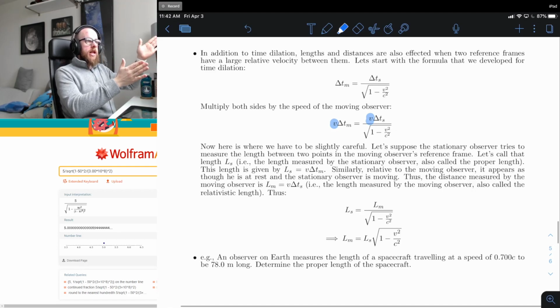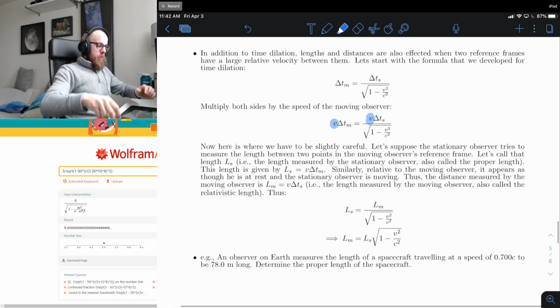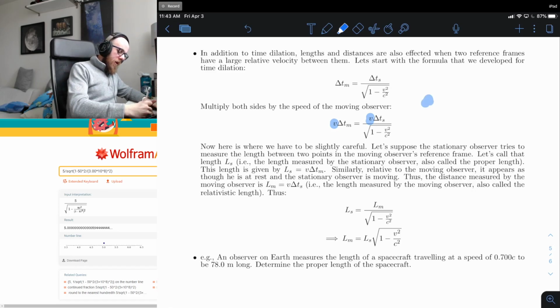is, okay, let's say that the moving observer starts at a point A and they move towards a point B. So let's say we have, whoops, I'll draw a little picture for this, right? So let's say we have a stationary observer and then we have a moving observer, and the moving observer is starting at a point A and they're moving towards a point B.